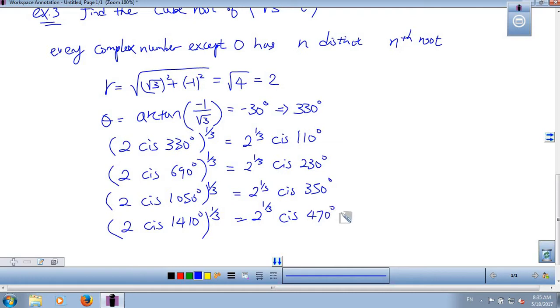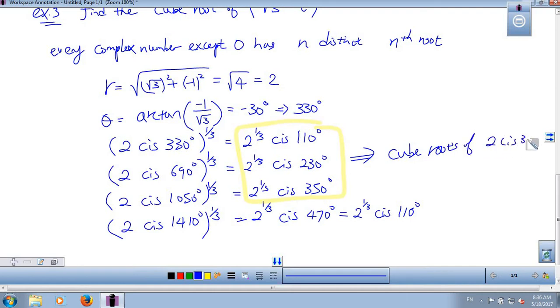But you know this 470 is over 360 again, right? So if we go ahead and do the coterminal angle, this is the same as cis 110. So as you can see, we got 3 distinct roots. Let me go ahead and write it out. These 3 are distinct. They are the roots. They are the cube roots of this 2 cis 330. They're the distinct cube roots.